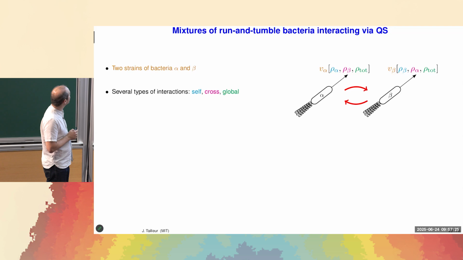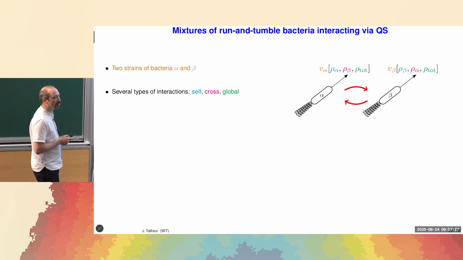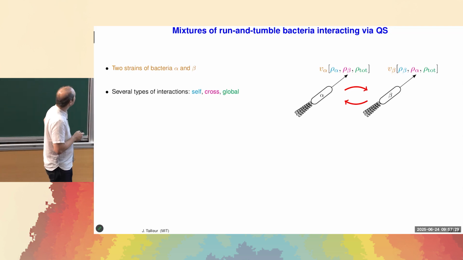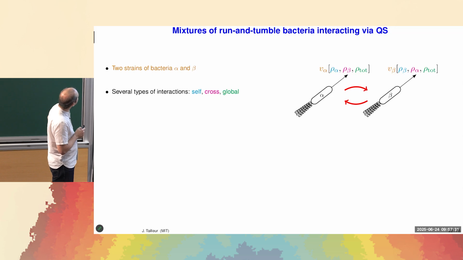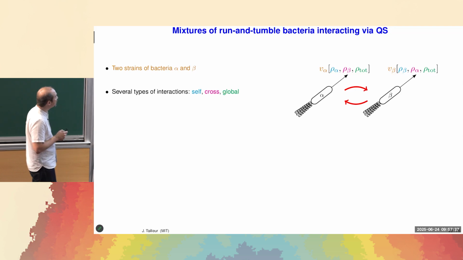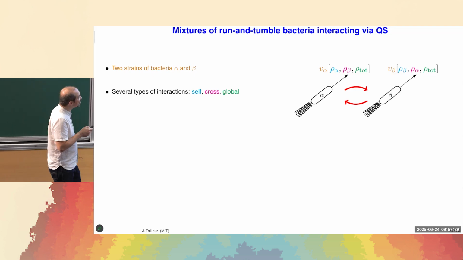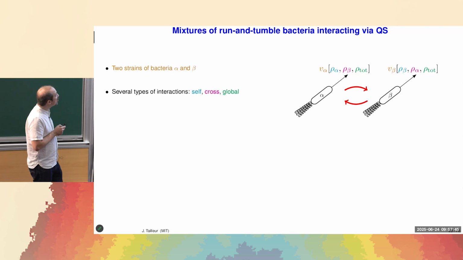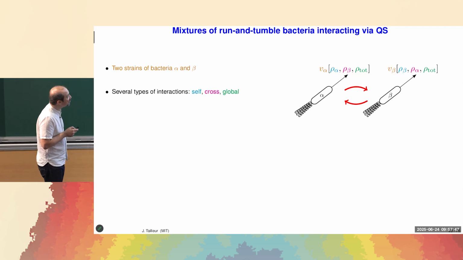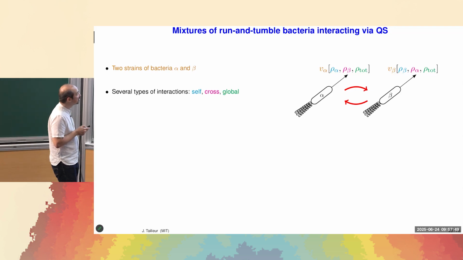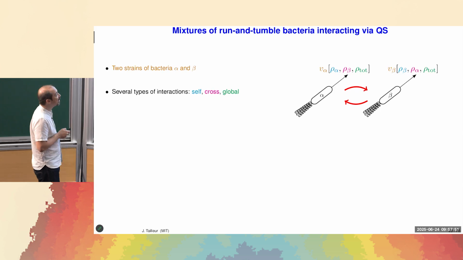I will consider two strains, which I will call two species of bacteria because there are no biologists in the room. And I will denote them by alpha and beta. And I look at several types of interaction between them. There can be self-regulation, when the speed of alpha depends on the density of alpha and the speed of beta depends on the density of beta. There can be cross-regulation, when the speed of alpha depends on the density of beta or the speed of beta depends on the density of alpha.